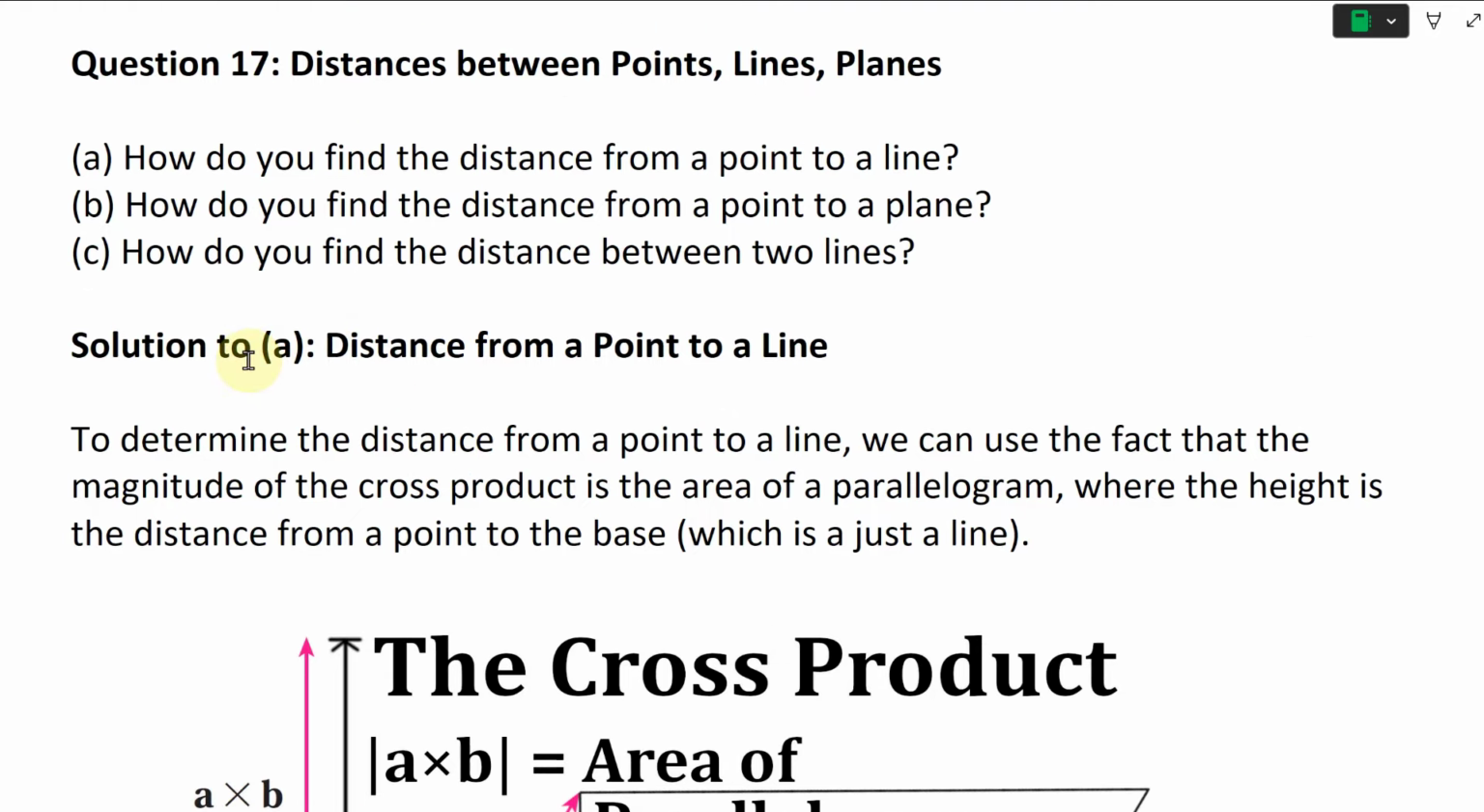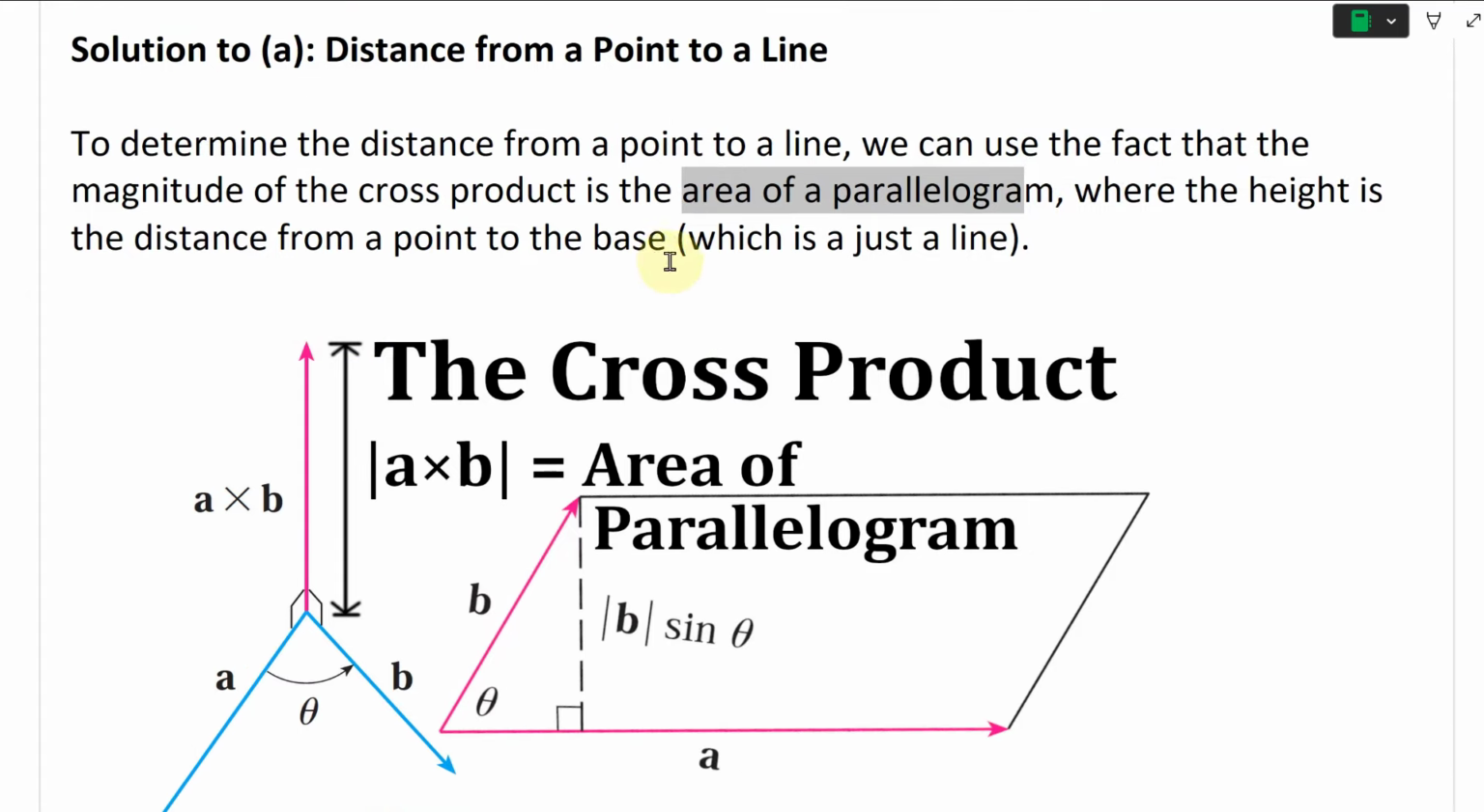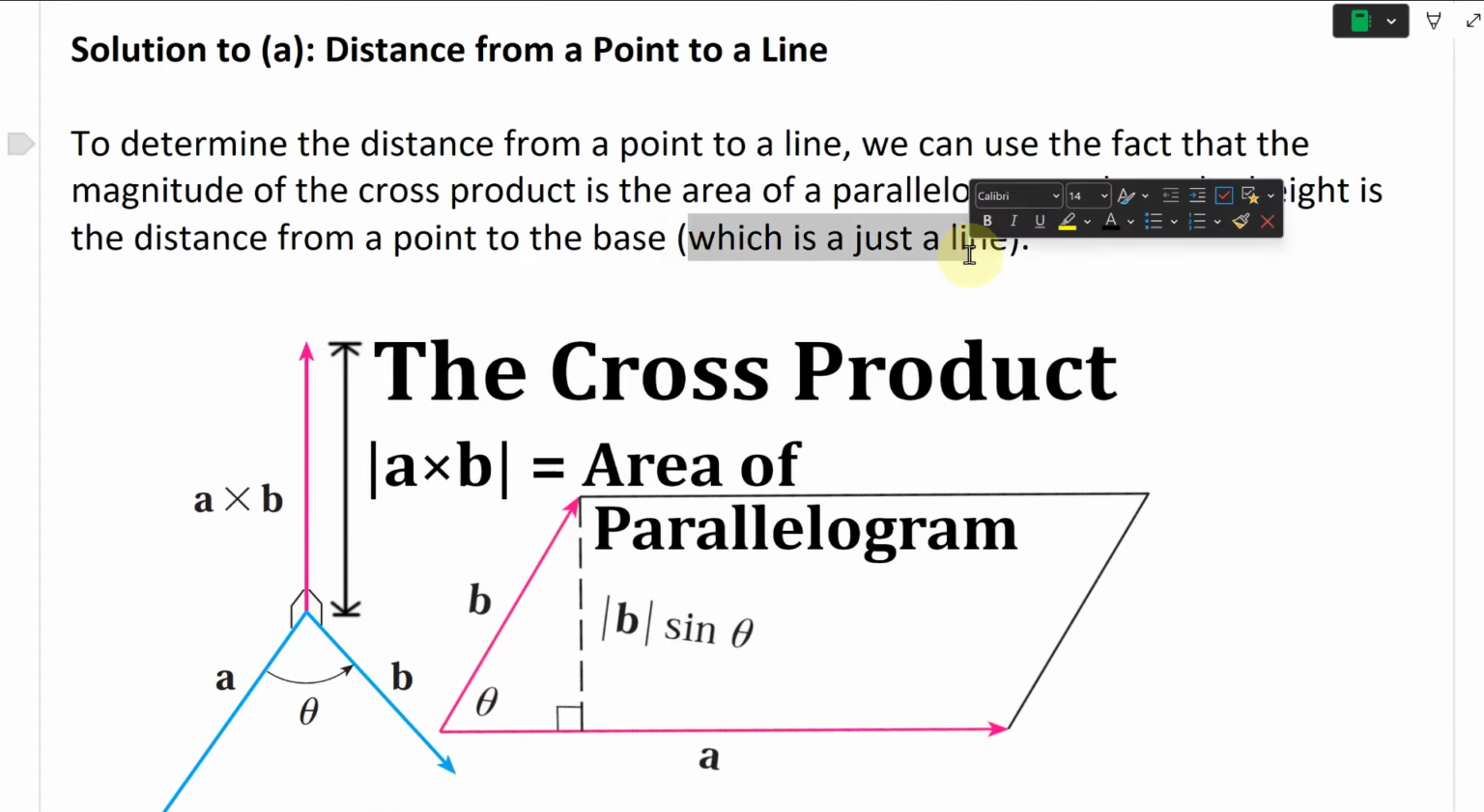So let's take a look at the solution to A, which is the distance from a point to a line. To determine the distance from a point to a line, we could use the fact that the magnitude of the cross product is the area of a parallelogram, where the height is the distance from a point to the base, which is just a line. In my earlier videos, I didn't actually use this method.